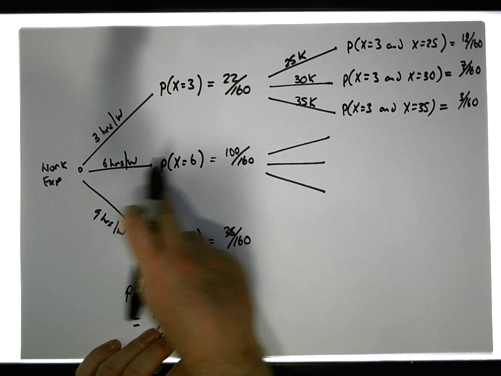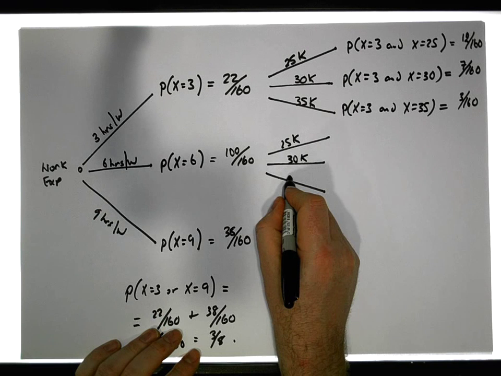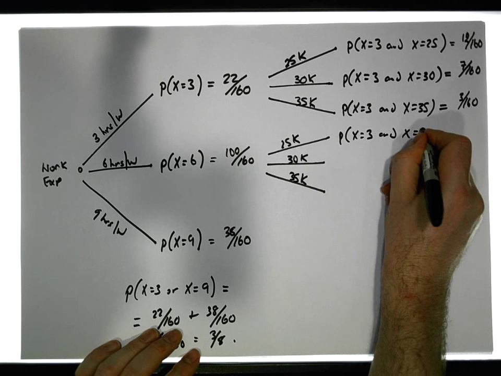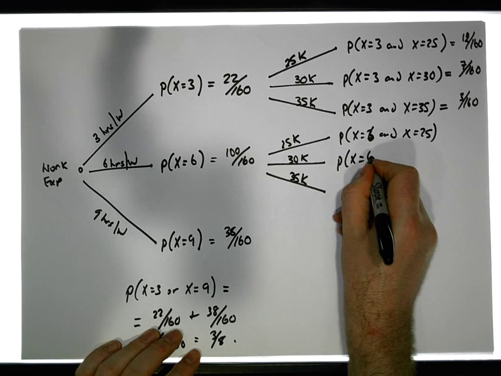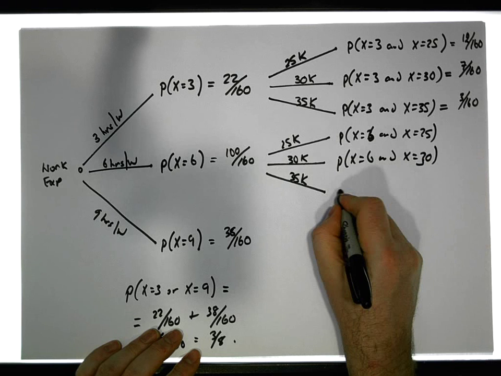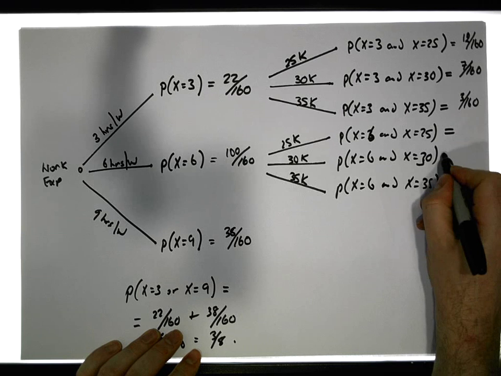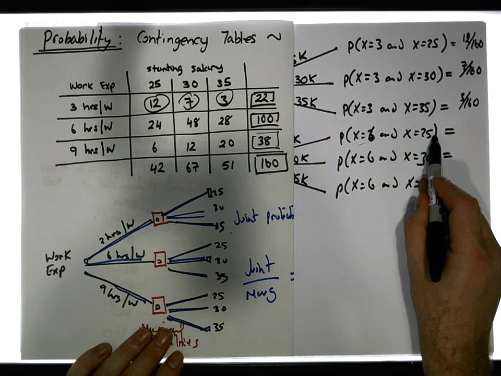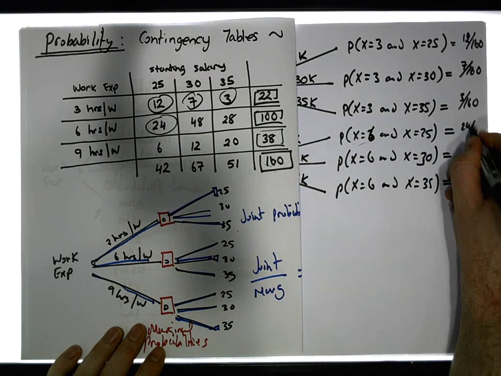We have now our 3 additional probabilities here: 6 hours and 25,000 euros, 6 hours and 30,000 euros, 6 hours and 35,000 euros. That gives us the probability that x is equal to 6 and x is equal to 25, the probability that x is equal to 6 and x is equal to 30, and the probability that x is equal to 6 and x is equal to 35. So let's have a look at them. They do 6 hours and 25,000 euros. Here's the 6 hours and 25,000 euros. There's 24 out of 160.